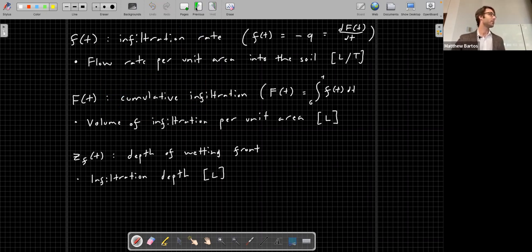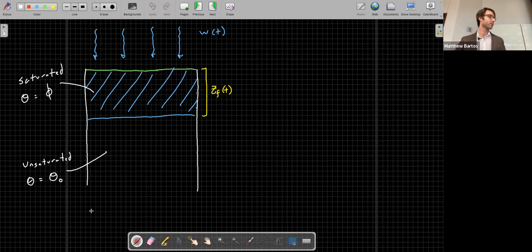Our cumulative infiltration is equal to ZF of T times our porosity minus the initial soil moisture content, right? So essentially all of the voids in this part of the soil have been filled because it's saturated. So we can find the total infiltration depth by taking the depth of the wetting front times this quantity here.